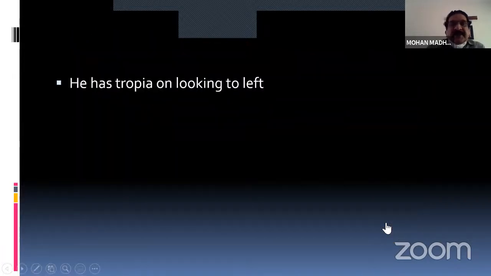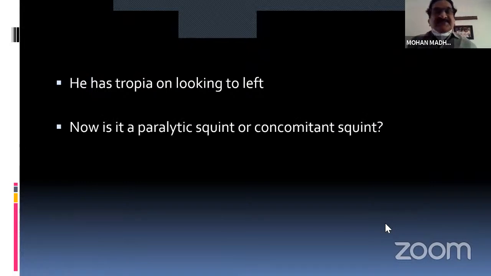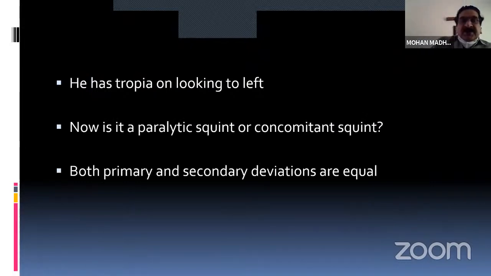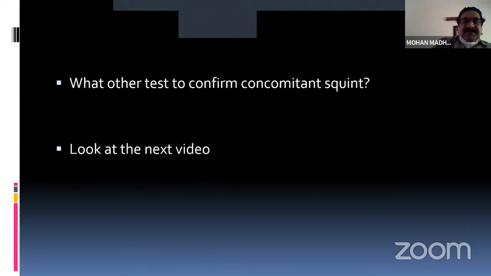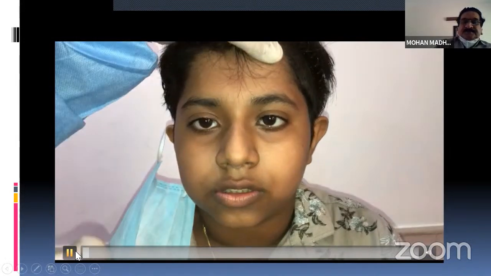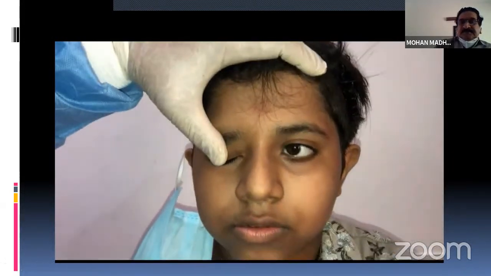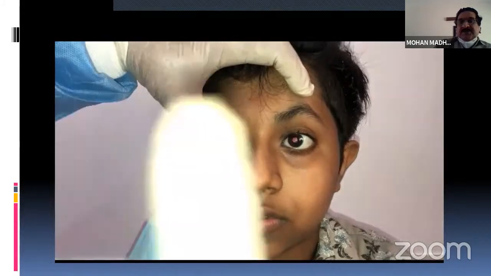Let us see. So he has got tropia on the left side. Now you see, paralytic or concomitant? It is said the sequence is unlikely to be paralytic. Now how to confirm? Again, look at the next video, check the ocular movement. Ocular movements are normal.